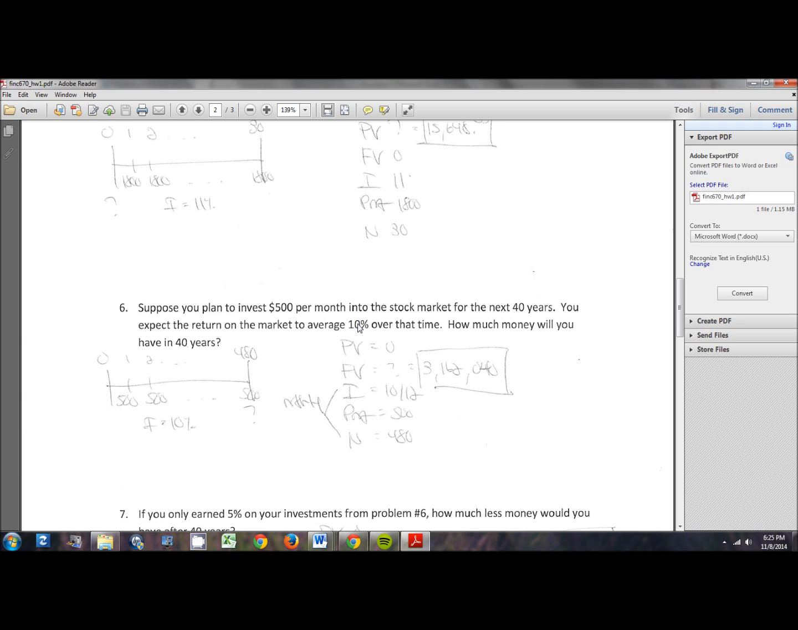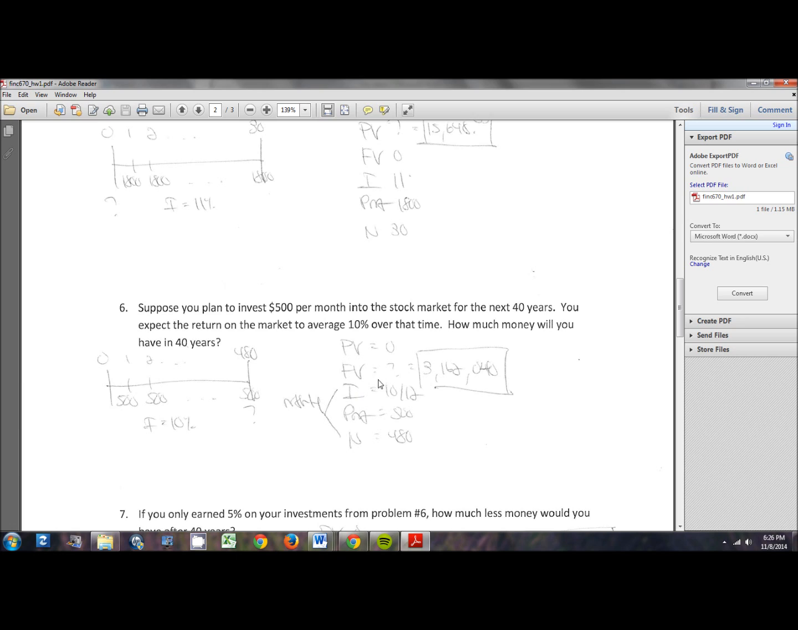Okay, so what do I have in my hands? Well, you really just have an annuity on your hands because you're not doing anything today, so your present value is 0. Your interest rate needs to be on a monthly basis. So if it's 10% every year, then you have to figure out, well, what is the monthly rate that corresponds to a 10% annual rate? And that's going to be 10 divided by 12. My payment is $500 and my N is 480. That brings me to $3,162,040.